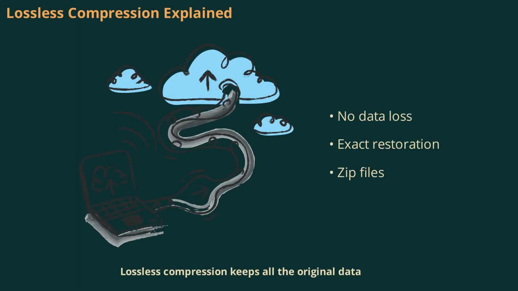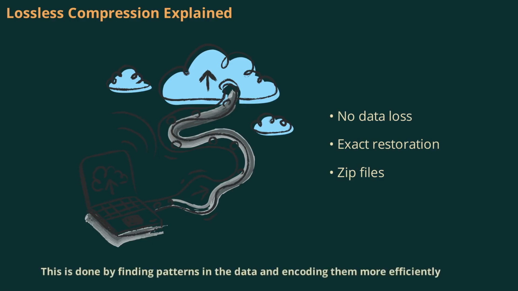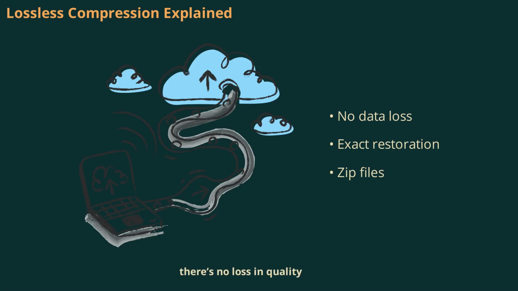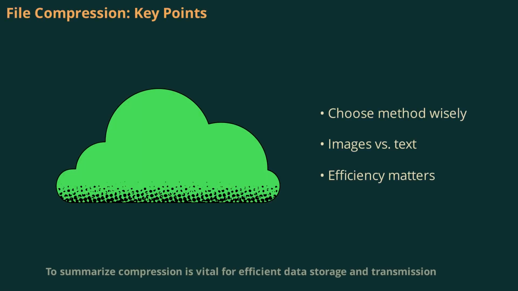Lossless compression keeps all the original data so the file can be restored exactly as it was. This is done by finding patterns in the data and encoding them more efficiently. Zip files are a common example of lossless compression. While the space savings aren't as great as with lossy compression, there's no loss in quality. To summarize, compression is vital for efficient data storage and transmission.